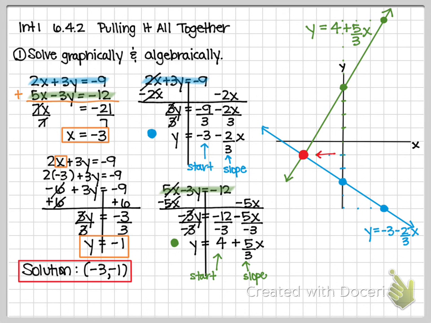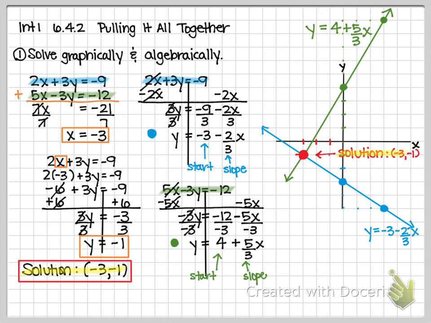Now, I know what this answer better be because I already found it. I found it algebraically over here. So I highlighted it in yellow. I know it should be -3, -1. Well, take a look at the graph. It is -3, -1 because it is left 3 units and down 1. So my solution as a point is -3, -1.